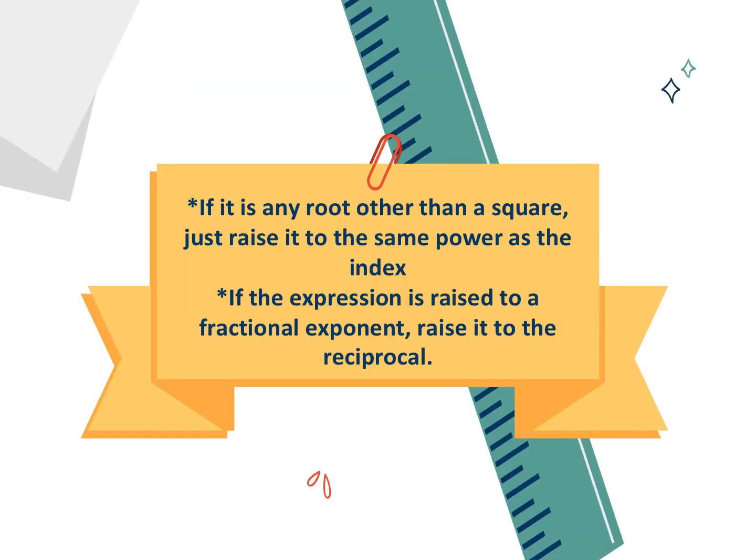So next it says, if it's any root other than a square root, we're just going to raise it to the same power as the index. So if it's a cube root, we're going to raise both sides to the third power. If it's a fourth root, raise both sides to the fourth power. If the expression is raised to a fractional exponent, a rational exponent, then we're going to raise it to the reciprocal power. So let's go ahead and try some examples of these.